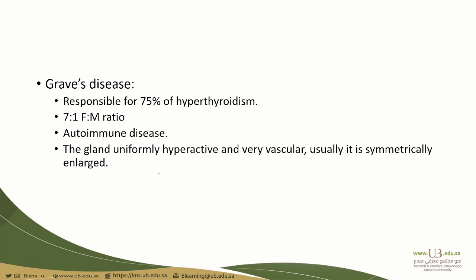Graves' disease is responsible for 75% of hyperthyroidism. The female to male ratio is 7:1. It is an autoimmune disease. The gland is uniformly hyperactive and very vascular. Usually it is asymmetrically enlarged, but it is diffusely enlarged.